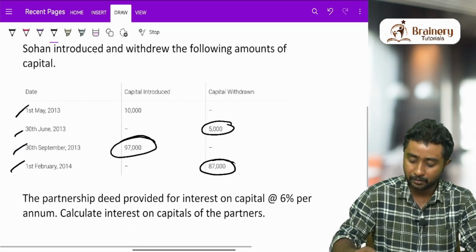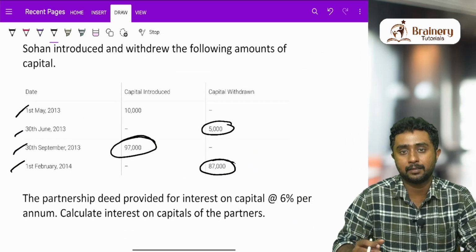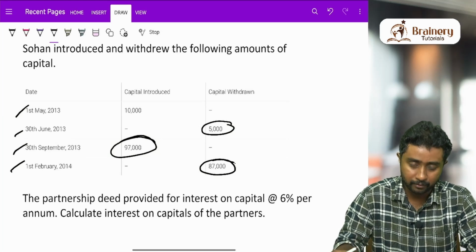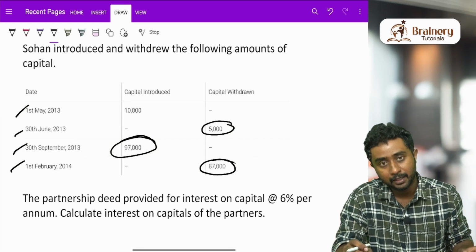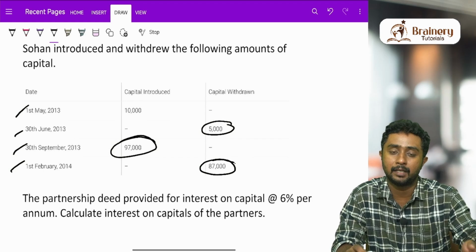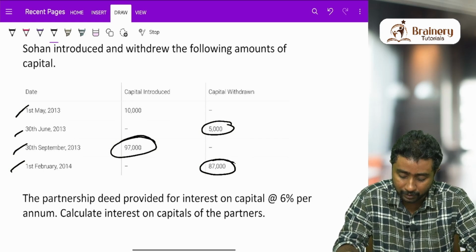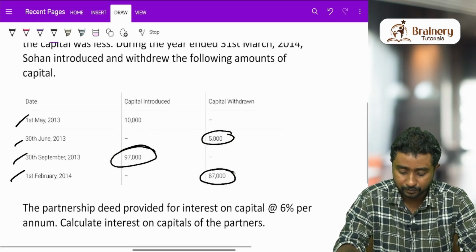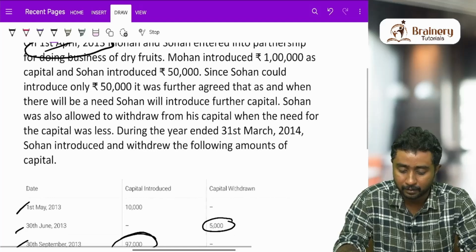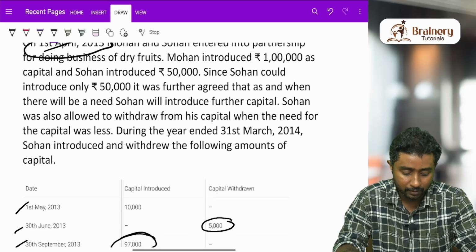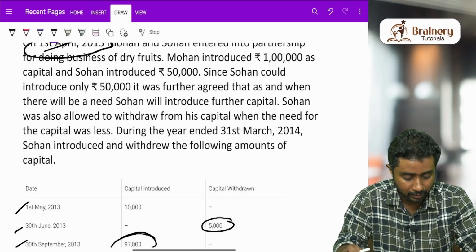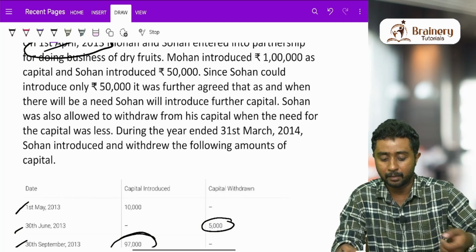In such a scenario, you know that his capital is changing. After every few months, the capital amount is changing. So in that situation, how do we calculate interest on capital? First we will think about the second person, that is the complicated part, right? Then we will come to the first person.